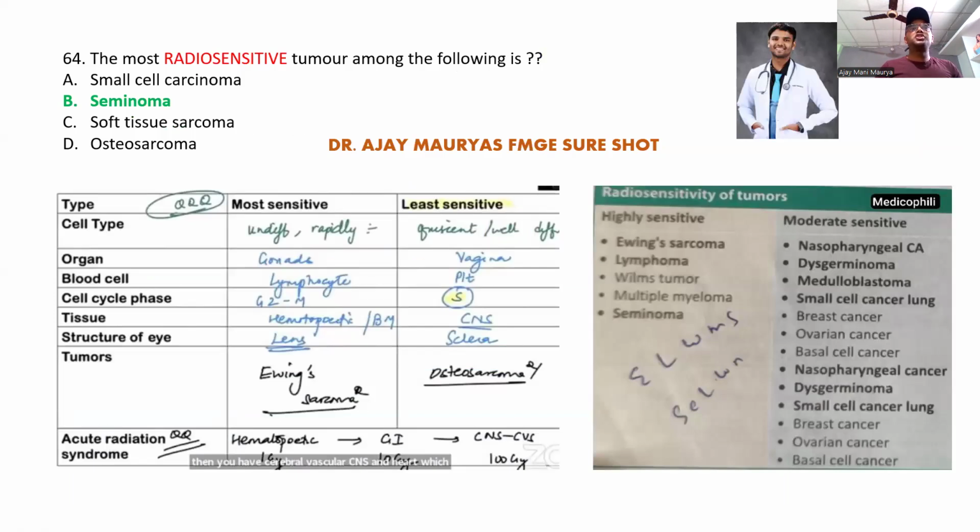Then, the most radiosensitive tumor among the following is, so guys, please remember this table. Always there is one question from this table only, guys. Last time they asked which of the following is the most radiosensitive, and it was seminoma. Gonads are the most sensitive, and neurons are the least sensitive. Among tumors, Ewing sarcoma is the most radiosensitive and the least sensitive is osteosarcoma. Please master this table, guys. One MCQ is for sure.